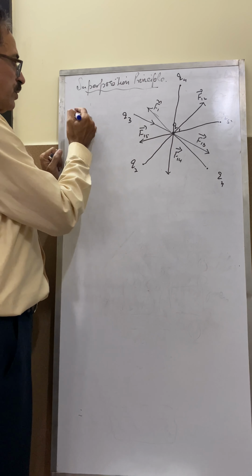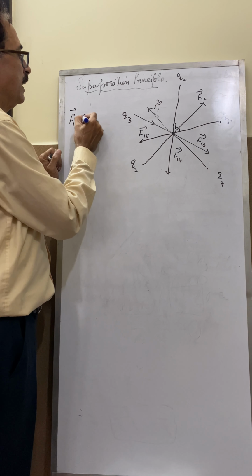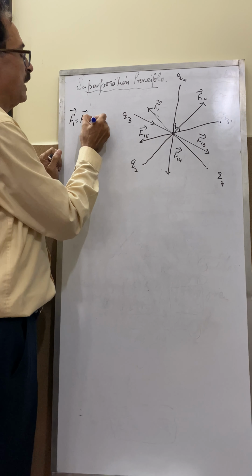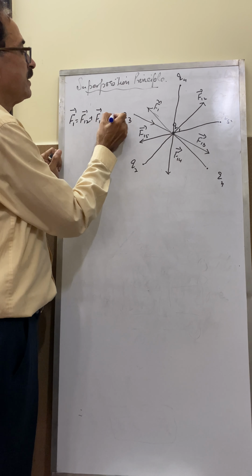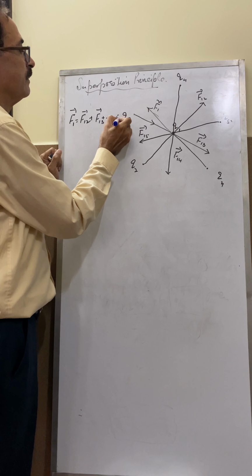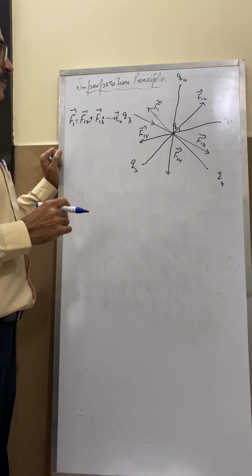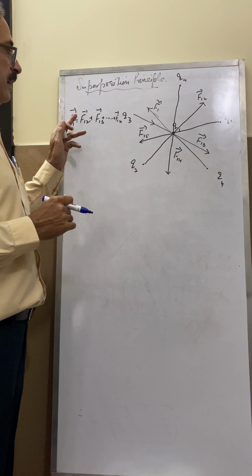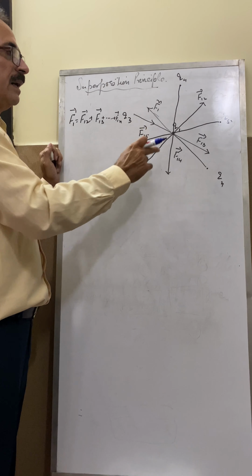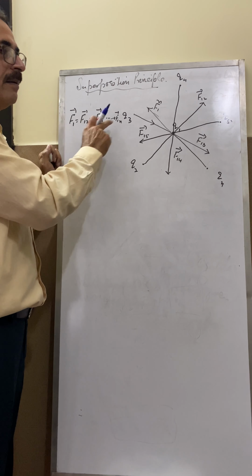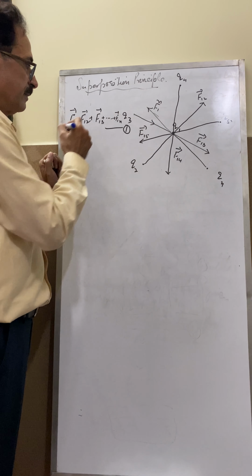The net force on Q1, let me say F1, is equal to F12 plus F13 plus dash dash dash plus F1n. This is the superposition principle. The total force is equal to the sum of the forces between the given charge and all other charges. Let me call this first.